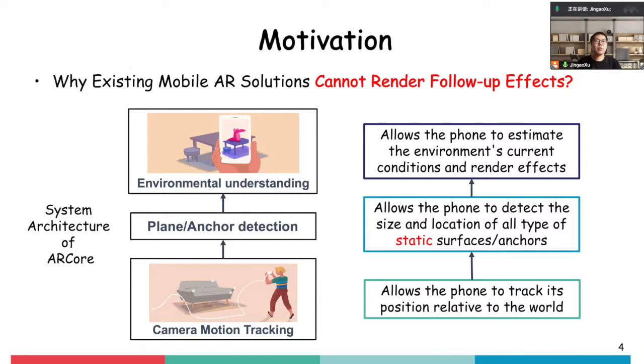So why can't existing mobile AR solutions render follow-up effects? Let's dig into the system architecture of ARCore. ARCore is equipped with three key capabilities, including camera motion tracking, plane or anchor detection, and environmental understanding. Let's focus on the plane or anchor detection. It allows smartphones to find a suitable place to render the virtual effects.